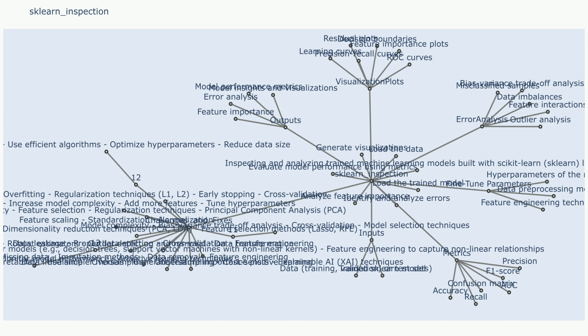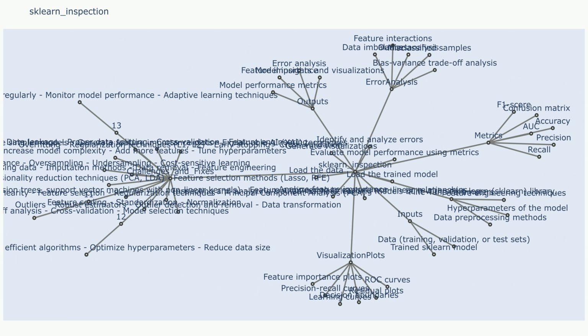Increase the size of the training data. Use cross-validation to assess model performance on different subsets of the data. Employ early stopping to prevent overtraining.